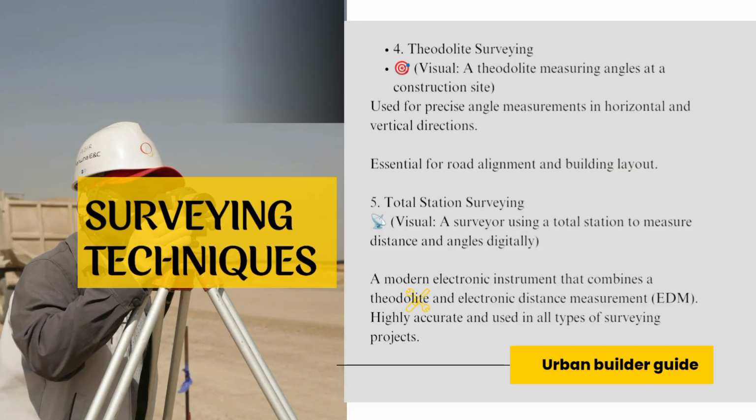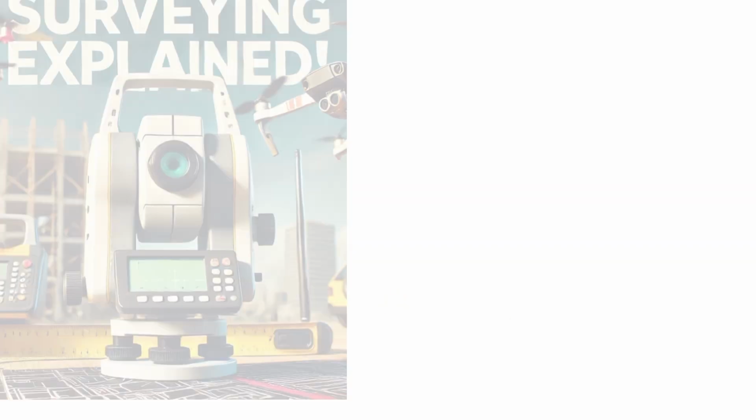4. Theodolite surveying. Visual, a theodolite measuring angles at a construction site. Used for precise angle measurements in horizontal and vertical directions. Essential for road alignment and building layout. 5. Total station surveying. Visual, a surveyor using a total station to measure distance and angles digitally. A modern electronic instrument that combines a theodolite and electronic distance measurement, EDM. Highly accurate and used in all types of surveying projects.